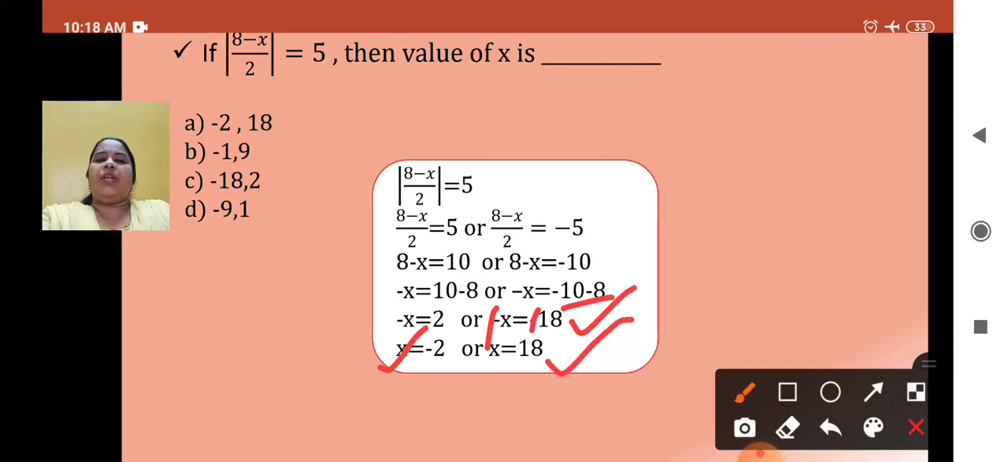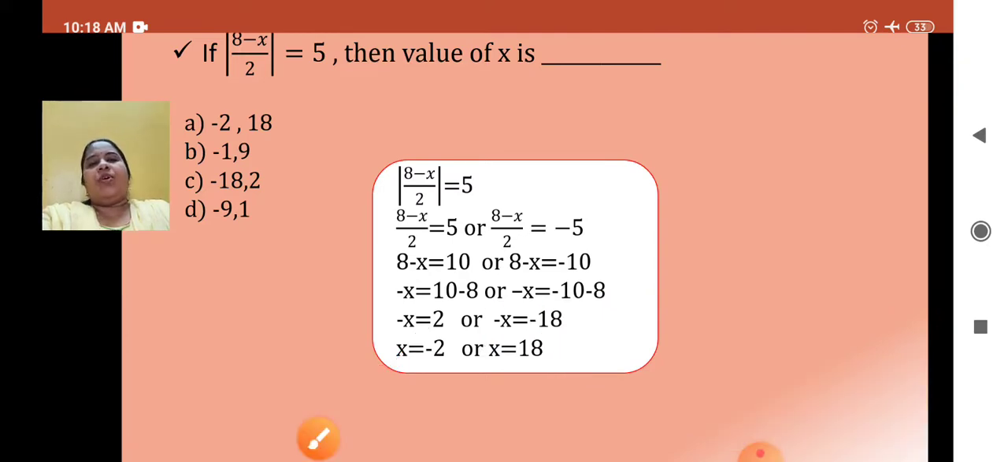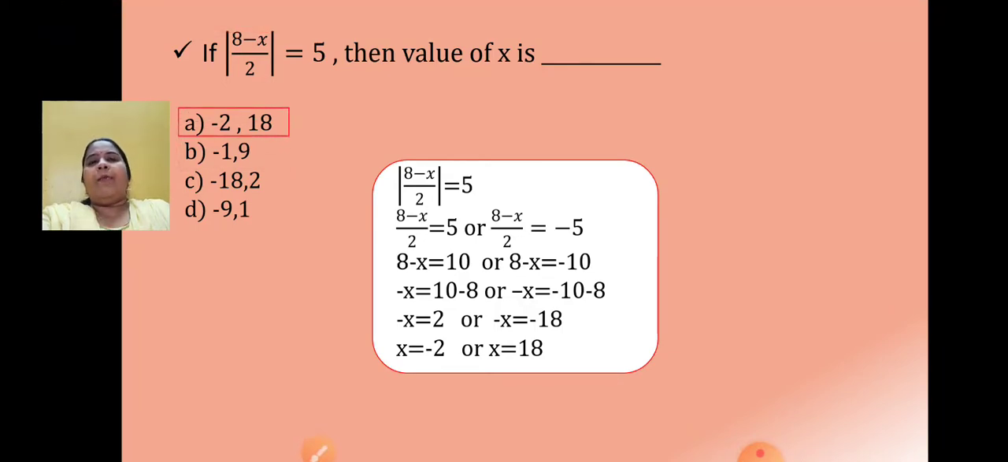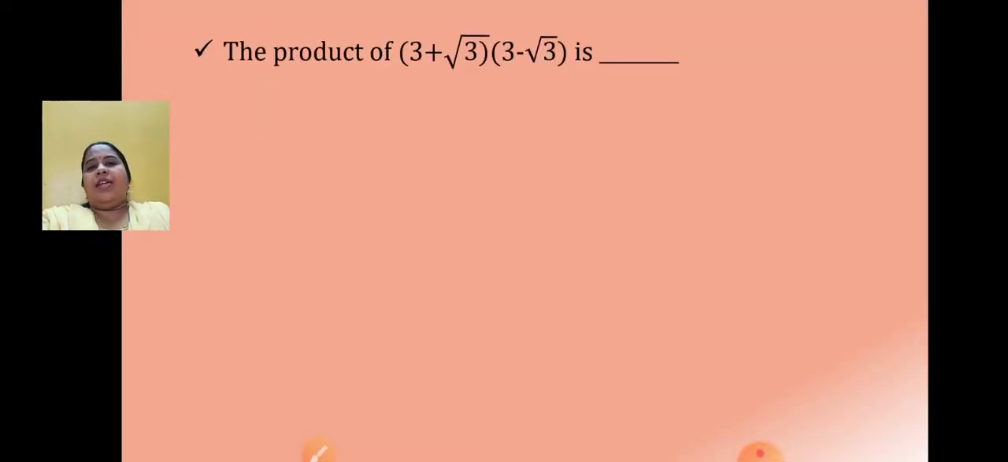X is equal to 18. So which are the two options? Minus 2 and 18. Correct? So which option out of all these 4 is correct? Option A, minus 2 and 18. I hope this sum is also clear. A very important 2 mark question which can be asked. Right? Okay. Now let's see the next one.